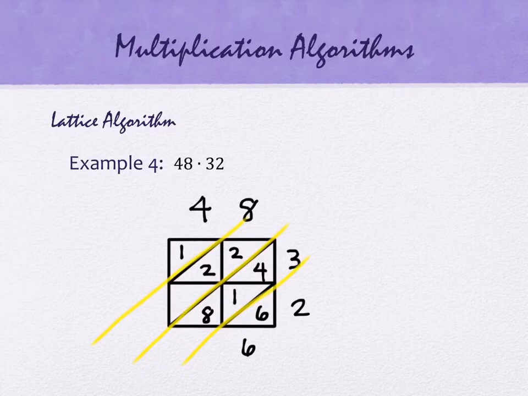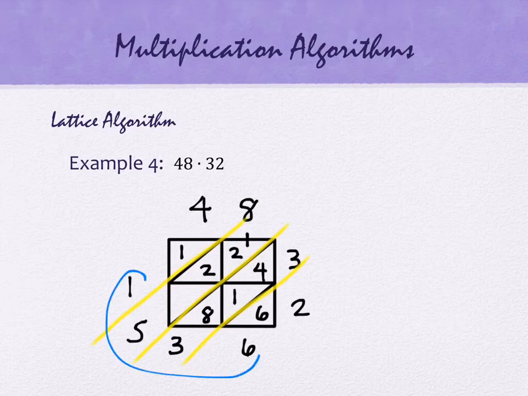And 4, 1, and 8 is going to give me what? 13. So I write the 3 down, and I carry the 1 up here. So now I've got the 1 that I carried, the 2 and the 2, which gives me 5, right? No carrying involved. And this 1 right here on the top is 1. And my answer then is right here at the bottom. It's 1536.